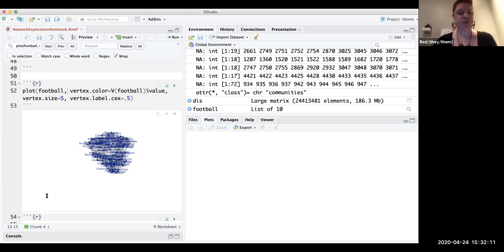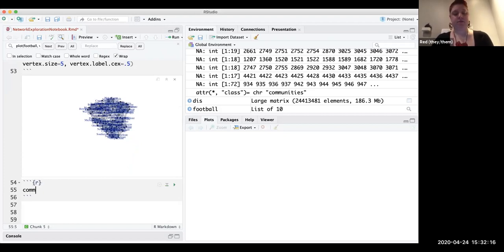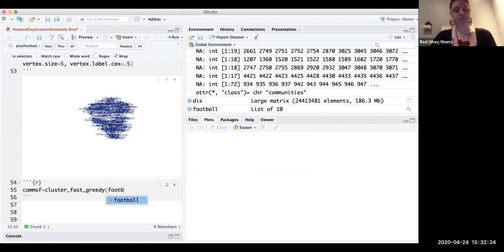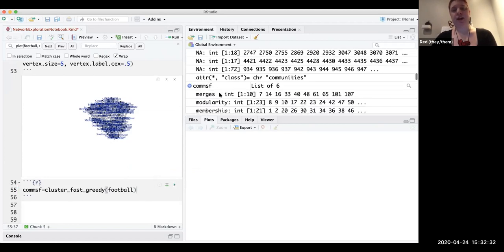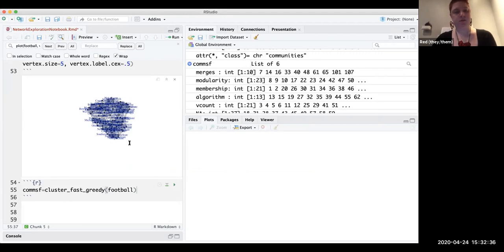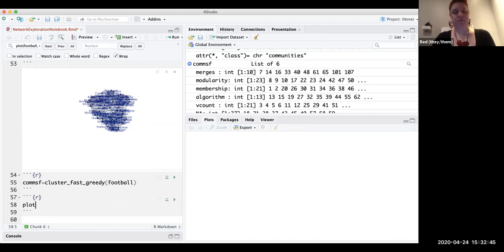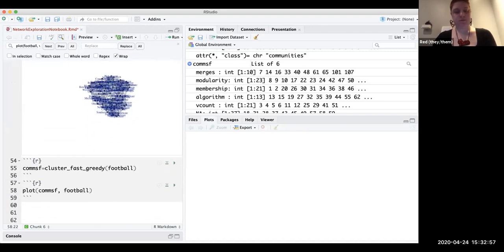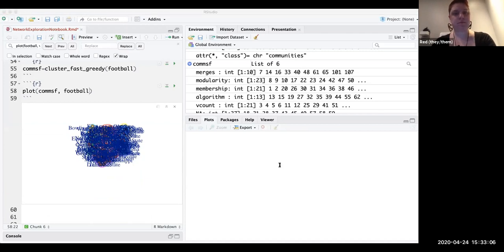And if we did community detection on our nice little football graph, we see that we get six different communities here. And we basically get each one of our conferences.